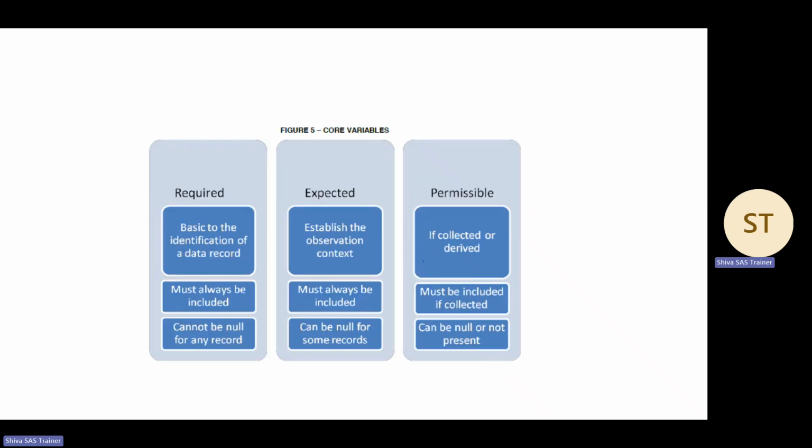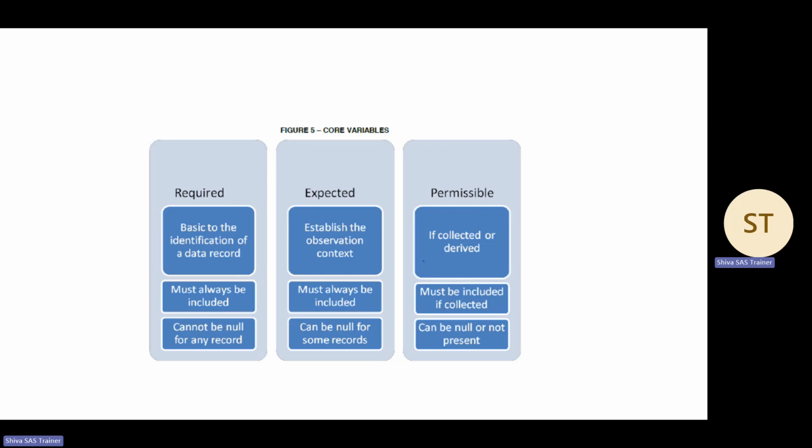First, you need to check what core variables are present in the dataset, whether they are required, expected, or permissible. So what is the difference between required, expected, and permissible? Required variables should all be included and cannot be null for any record. Expected variables must be included but can be null for some records. Permissible variables are mentioned in the implementation guide; if the related information was collected on the CRF, we can include them, otherwise we can exclude those permissible variables from the programming perspective.